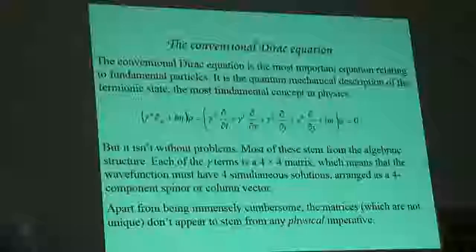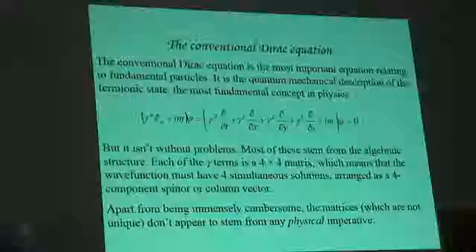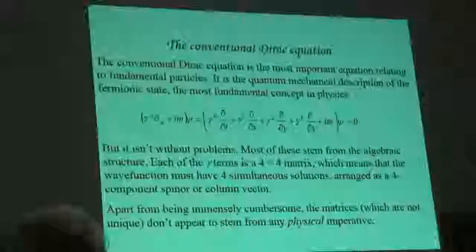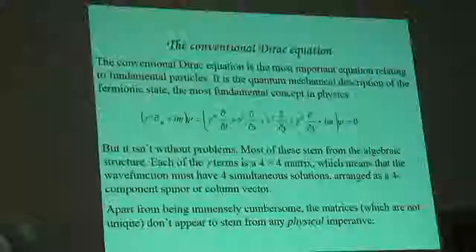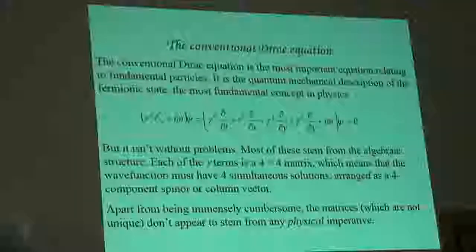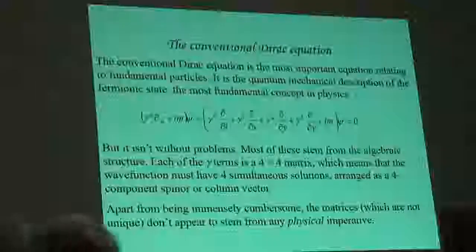So, this is the conventional Dirac equation. It's the most important equation relating to fundamental particles because it is the equation for the fermion. And each of those gamma terms is a 4x4 matrix, which means that the wave function must have four simultaneous solutions. And so the psi on the right is a four component column vector or spinor.